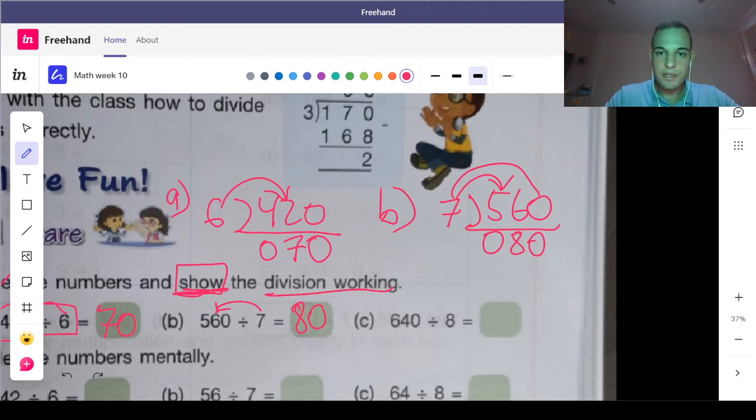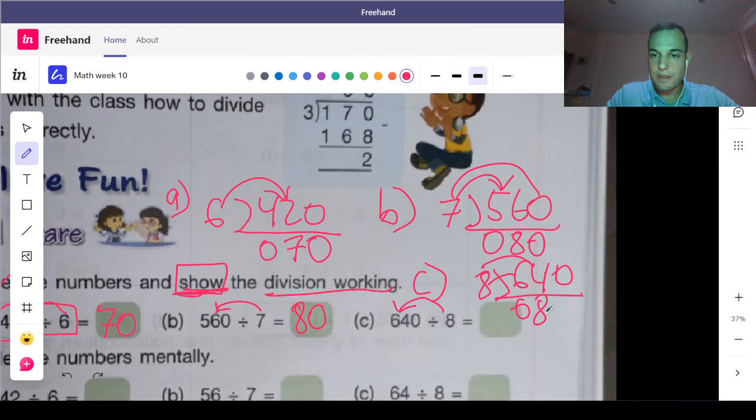And finally, C, another super easy one, because we know 8 times 8 is 64. So let's do 8 divided into 640. 8 goes into 6 0 times. 8 goes into 64 8 times. 8 times 8. And bring down the 0. Our answer is 80. Good. Super easy.